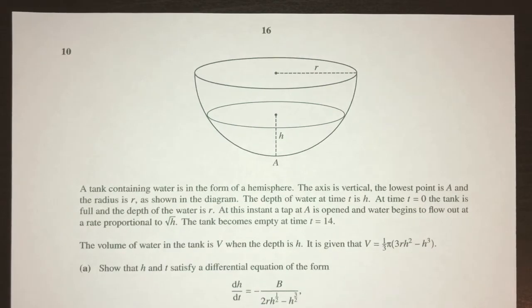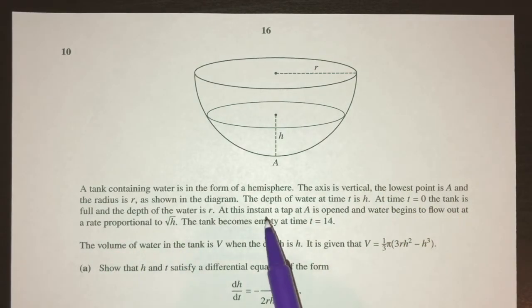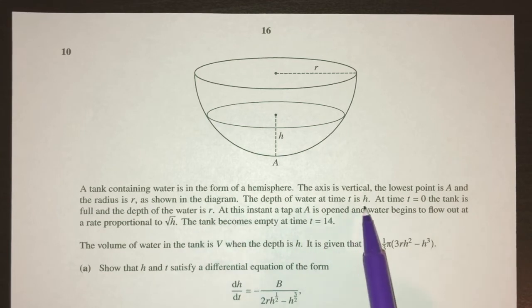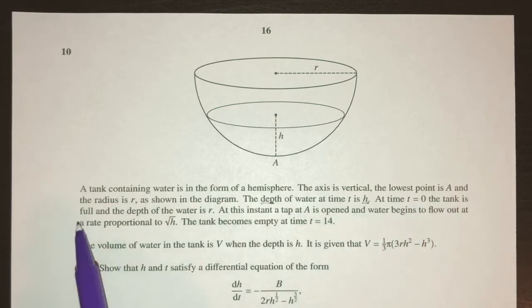Let's move on to the last question of this paper. This is question number 10. A tank containing water is in the form of a hemisphere. The axis is vertical and the lowest point is A and the radius is R as shown in the diagram. Now, the depth of water at time t is h. So depth is h basically. At time t equal to 0, the tank is full and the depth, which is h, is R.